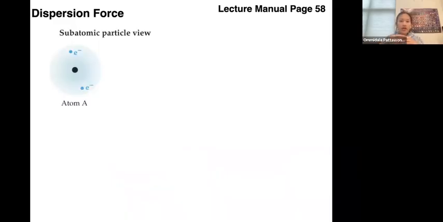Okay, so if you're looking at the atomic particle view, such as atom A, and you're looking at the polarization, you are going to see that the electrons are distributed equally throughout an atom. The picture that we see here is static, right? It's not moving. The two electrons try to stay as far apart as possible because they have negative charge, so they repel each other, right? They want to stay away from each other. So this is just static.